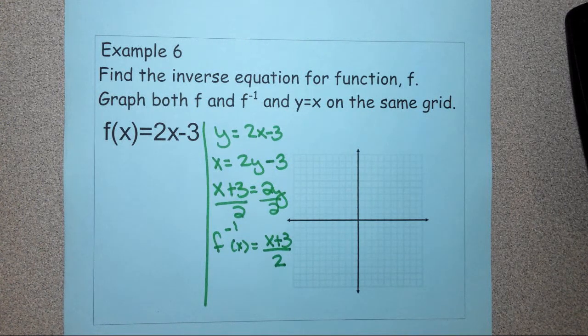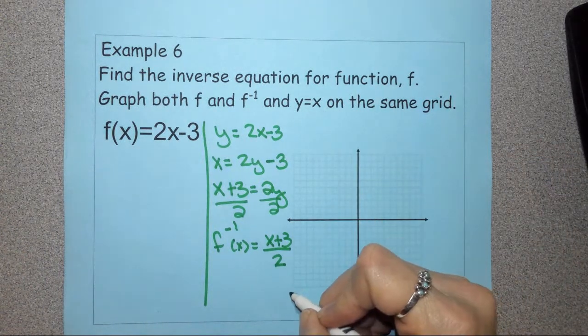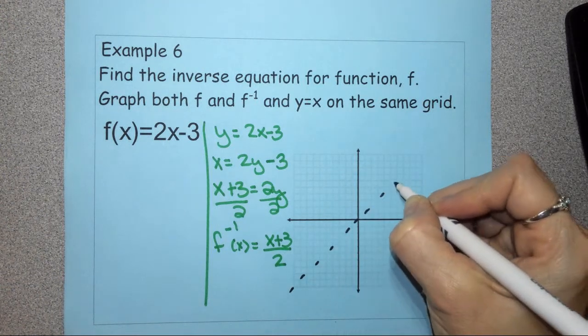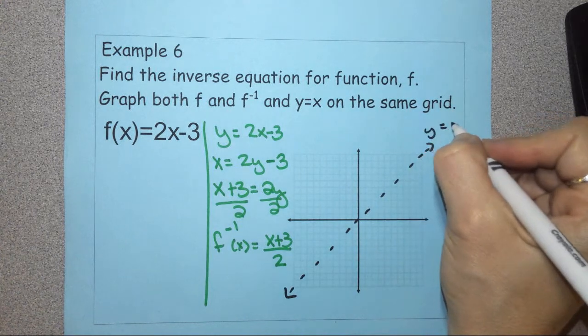So then the next thing they want me to do is graph both these equations, and they want me to put in the line y equals x. So I'm going to do that first. So y equals x goes straight through the diagonal: 0, 0, 1, 1, 2, 2, 3, 3, 10, 10. So this is my line, y equals x.